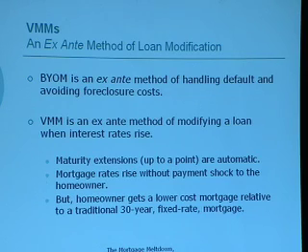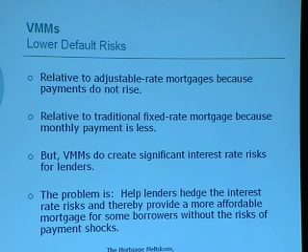VMMs can be thought of as an ex-ante method of loan modification. Just like BYOMs are an ex-ante method of handling default and avoiding foreclosure costs, VMMs are an ex-ante method of modifying a loan when interest rates rise. Maturity extensions up to a point are automatic. Mortgage rates rise without the payment shock to the homeowner, but the homeowner gets a lower cost mortgage relative to the traditional 30-year fixed rate mortgage.